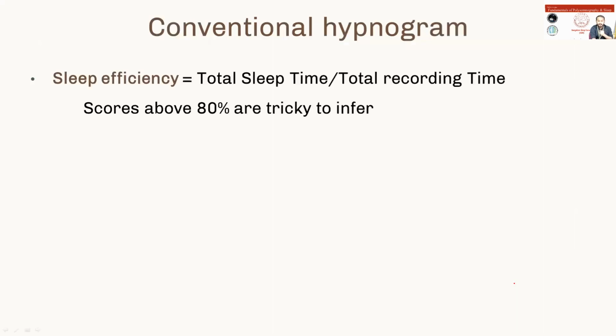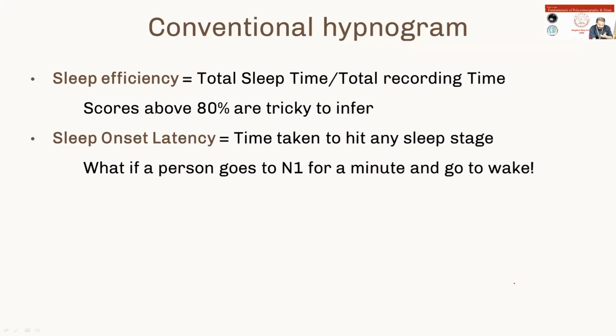In the conventional sense, sleep efficiency is a very crude score, and it is very tricky to interpret scores which are above 80. For example, if a person has a sleep efficiency of 85%, 90%, 92%, it's not really monotonic. We cannot tell that a person having a sleep efficiency of 92% is a better sleeper than a person having a sleep efficiency of 85%. And sleep onset latency.